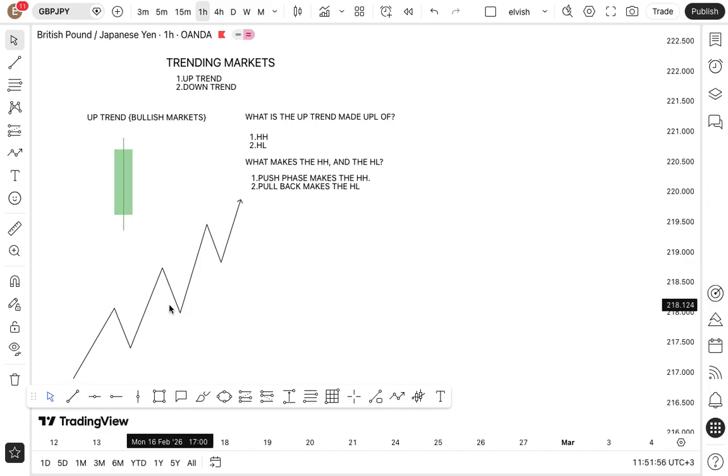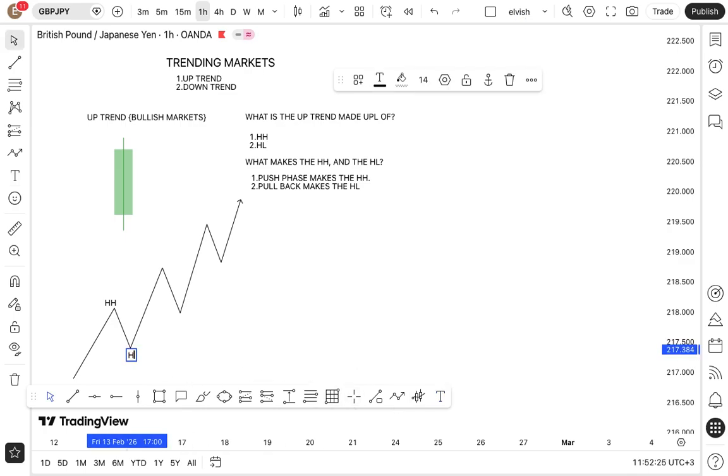And then we said, what happens in a push phase? In a push phase, this is where the push phase stopped, right? So this is where I'm going to put my higher high. That's where I am going to be placing my higher high. And then what happened next? A pull phase, or a pullback. What happens if a pullback is formed?